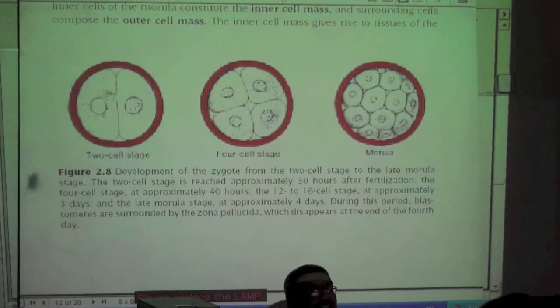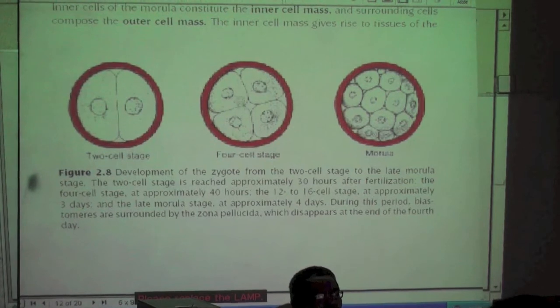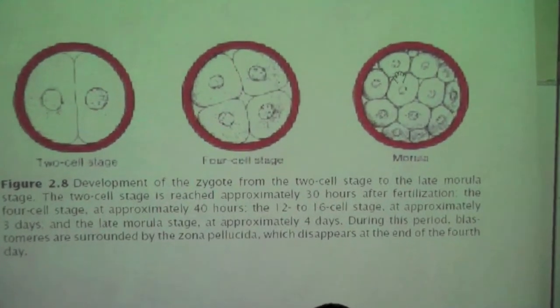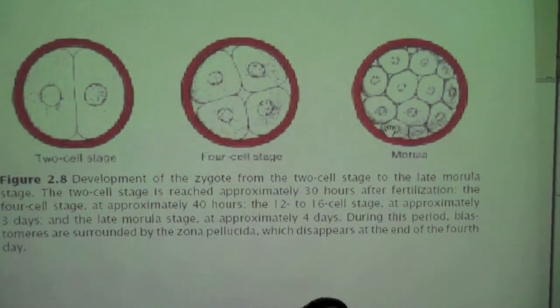This picture is here. 2, 4, still zona pellucida is there. You can see four cell. So now you can see, one cell was big, 2 cell half size, 4 cell one quarter size, and 16 cell become smaller and smaller. That's why this is called cleavage. It's called mitotic division, but cleavage, because cells are becoming smaller and smaller in size.